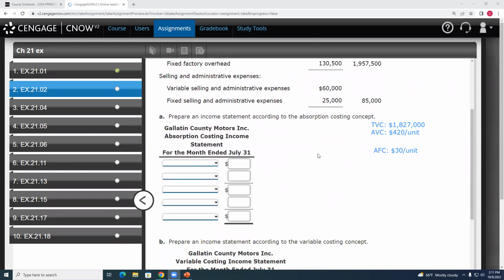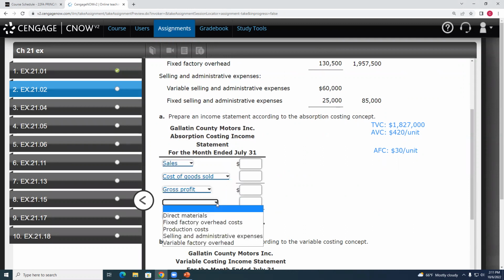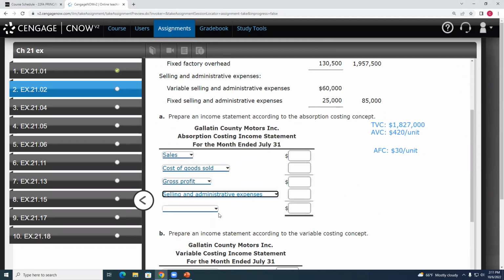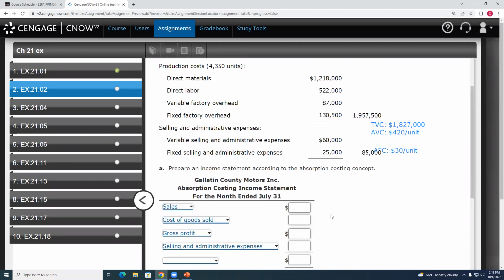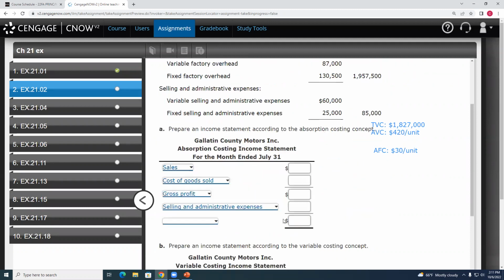So now let's look at part A. Prepare an income statement using the absorption costing concept. This is exactly the same as what we have done since chapter 5 in financial accounting. Sales minus cost of goods sold equals gross margin or gross profit, minus our period expenses, selling, general, and administrative, gives us our operating income or loss. I'm going to leave that one blank because I'm not sure what that's going to be. We have our sales here of 2.6 million.